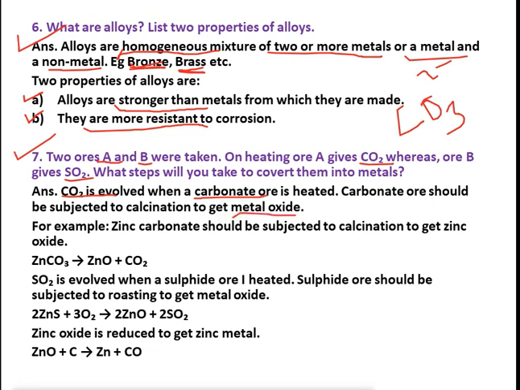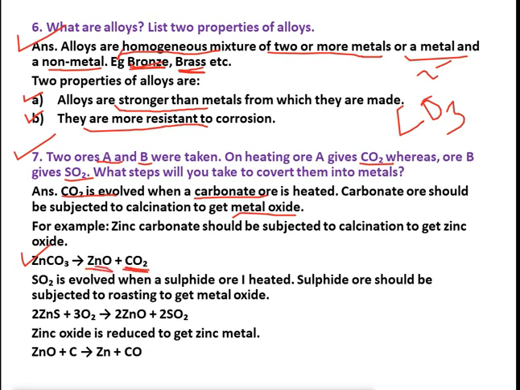After calcination, we get a metal oxide. Suppose we have taken zinc carbonate, then we will get zinc oxide. What is calcination? It is a process in which carbonate ores are heated in a limited supply of air, and we get the metal oxide. So zinc carbonate, when heated in a limited supply of air, gives zinc oxide plus carbon dioxide.